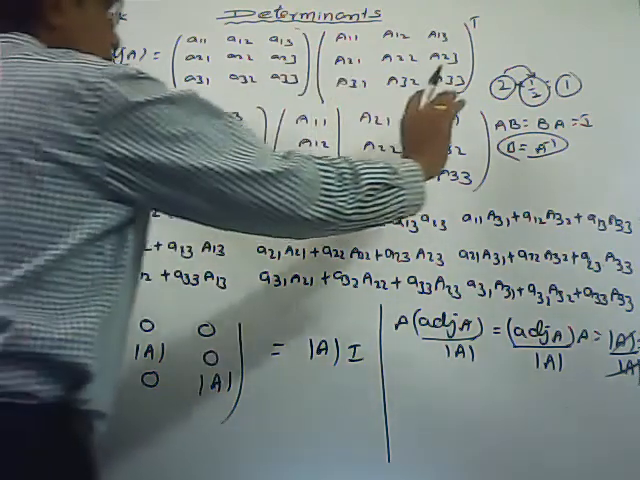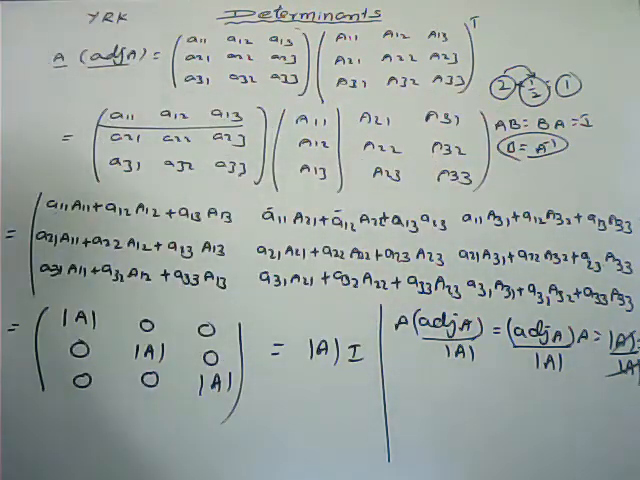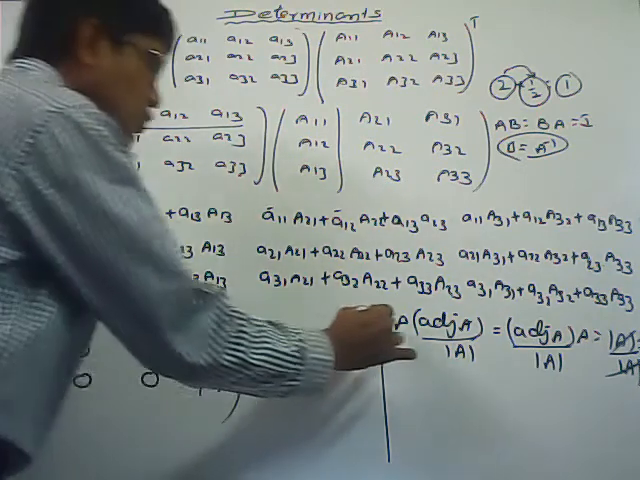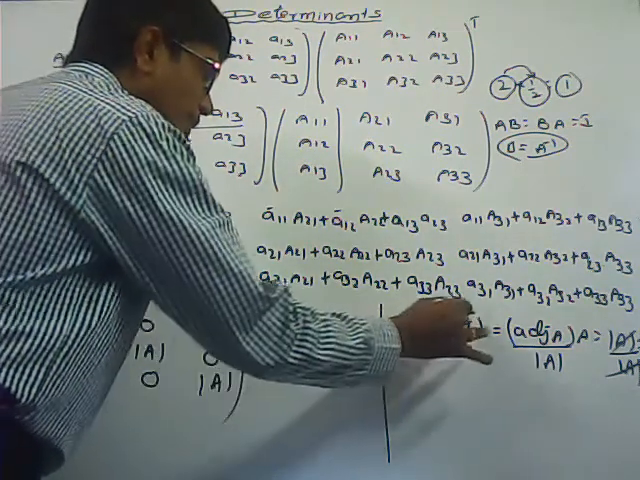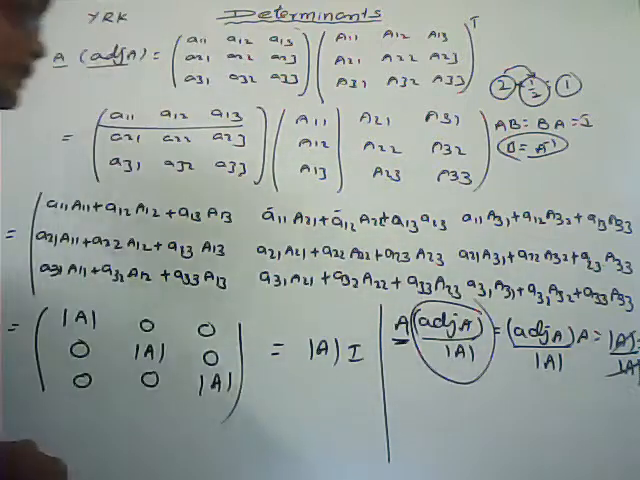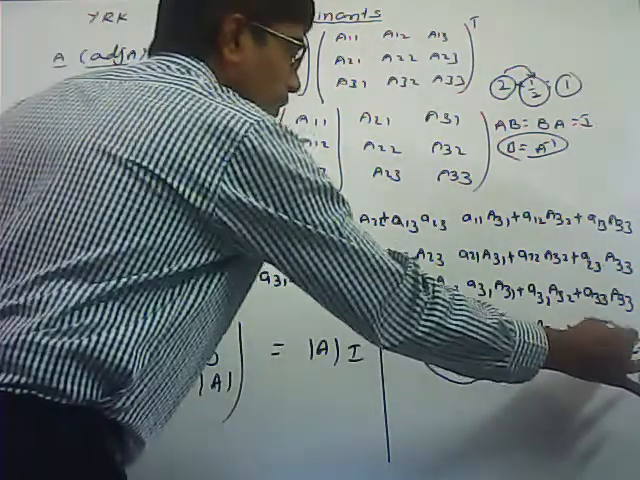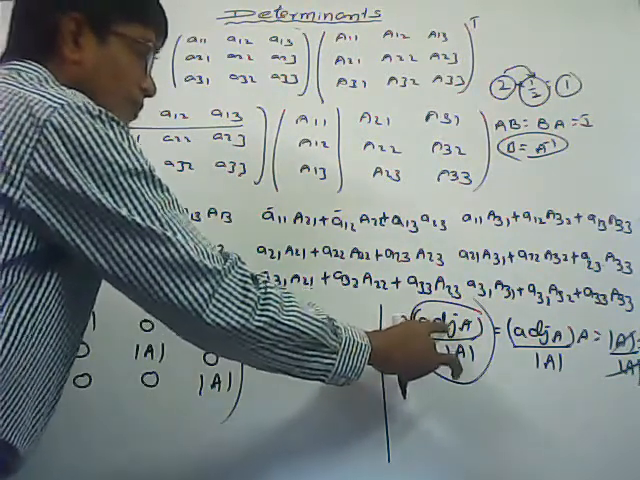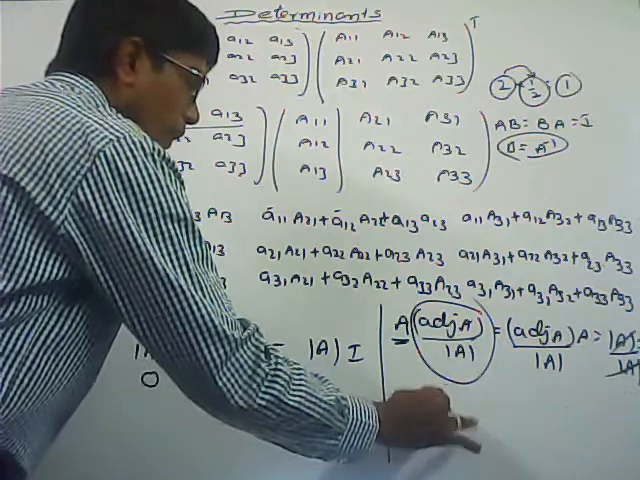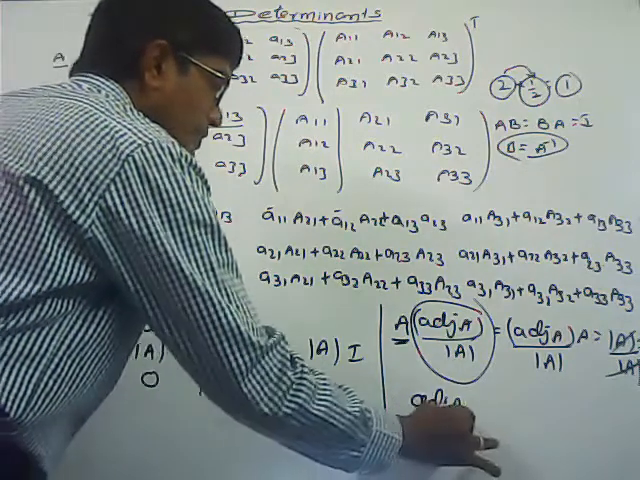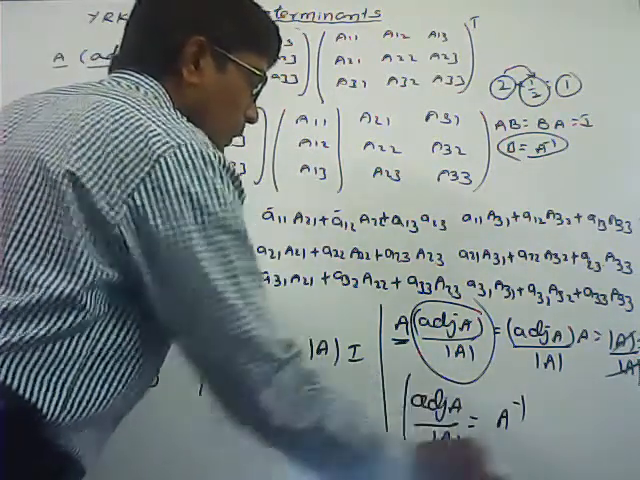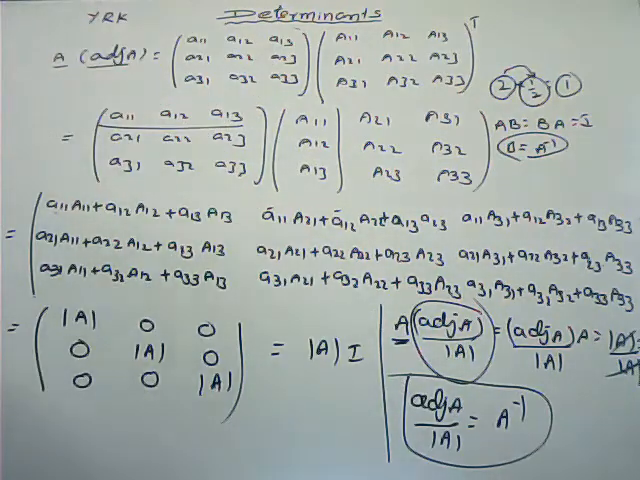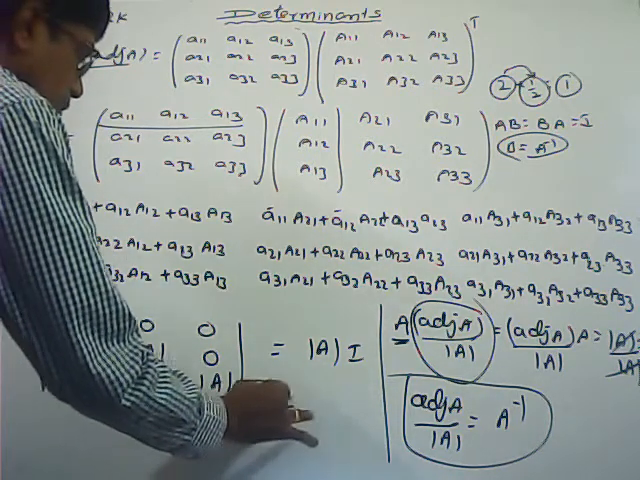That is the inverse matrix definition. Here also I am applying the same rule. The product of these two matrices, A is one matrix and adjoint of A by det A is another matrix, gives I. So each one is the multiplicative inverse of the other. So adjoint of A by det A is the inverse of A. So A inverse is equal to adjoint of A by det A. Here det A should not be equal to 0.